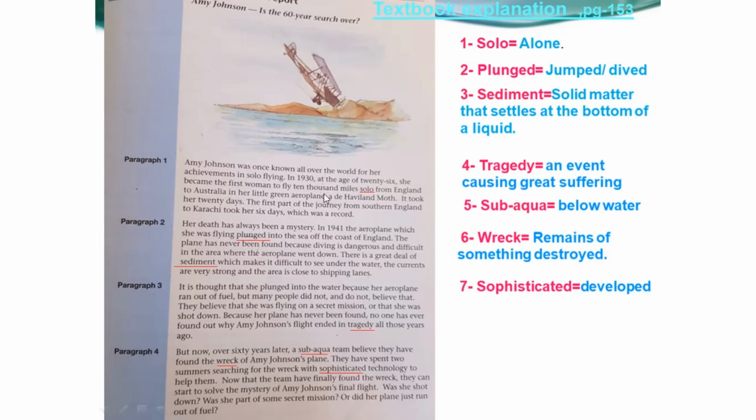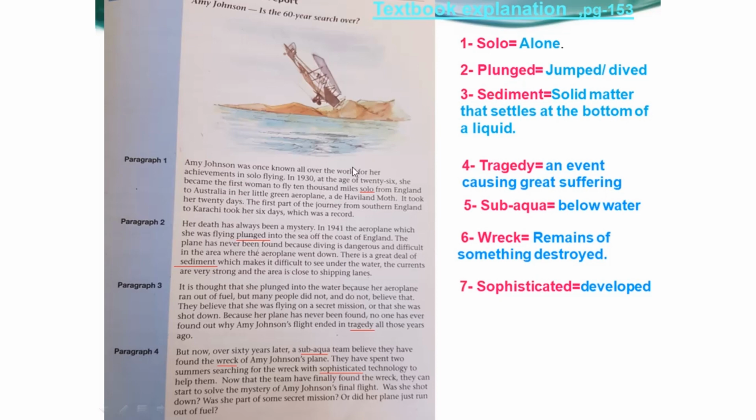What was the name of the aeroplane? A de Havilland Moth was the name of this plane. A moth is like a butterfly, a little insect. So her plane was named after that. Why? Because it was small and it flies, the same way moths fly, and they're smaller than the butterfly. So in 20 days, the first part of the journey from southern England to Karachi took her 6 days, which was a record. She made a record.